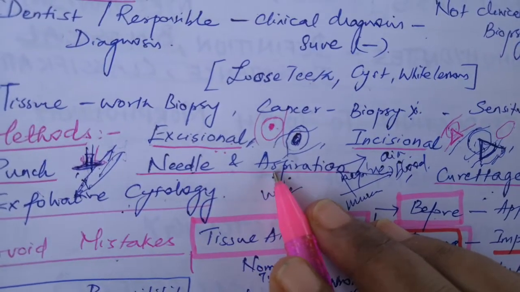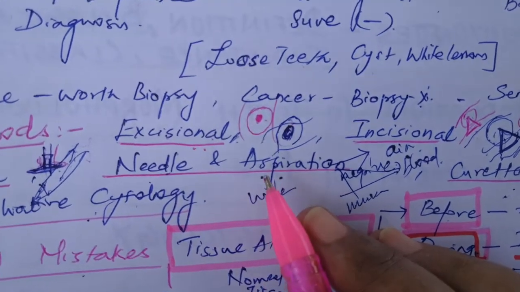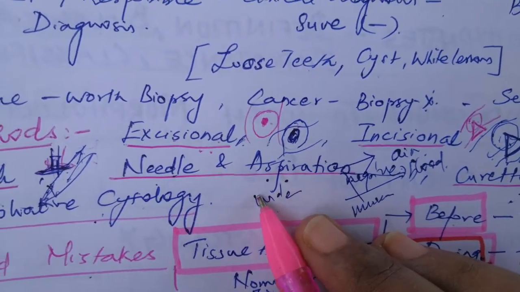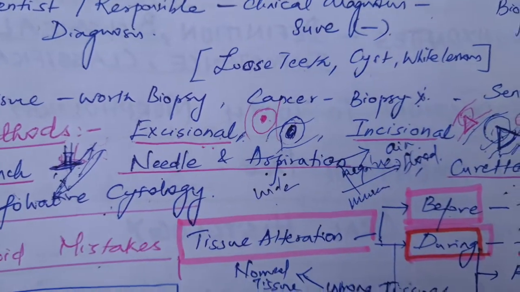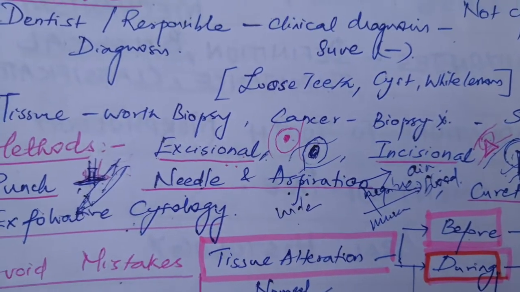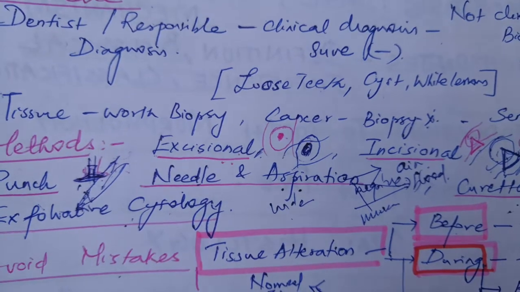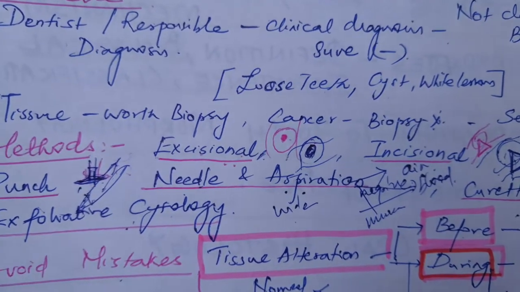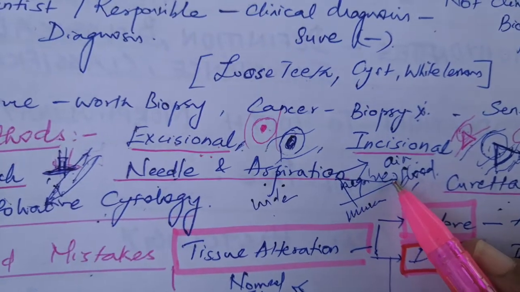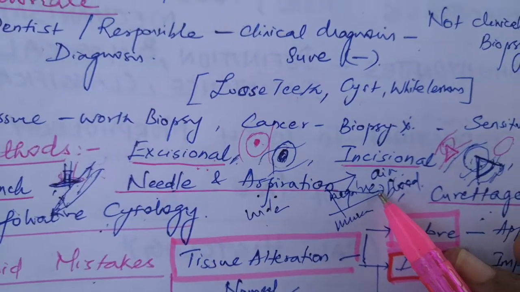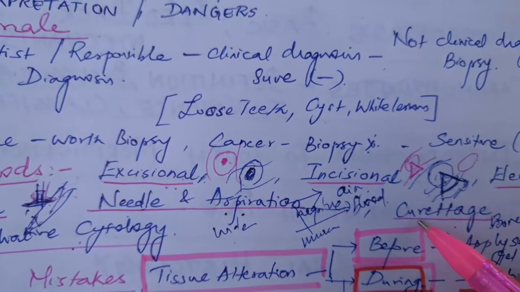And also needle aspiration. Mostly we will be doing it with a wide bore needle, and we have to aspirate. Negative aspiration has to be done. Either it will be a mucus secretion or it may be blood or exudate, and also sometimes air. Based on the content and the examination, we can come to a conclusion with a definitive diagnosis.